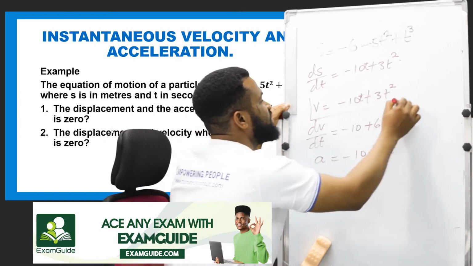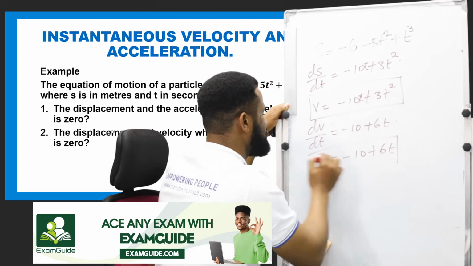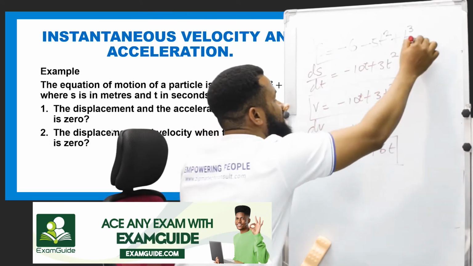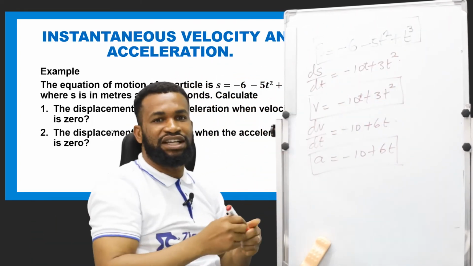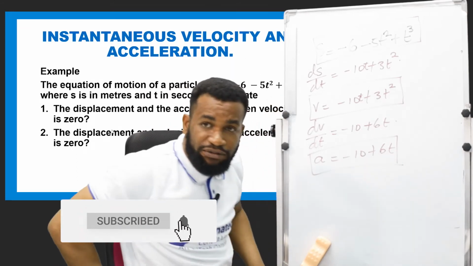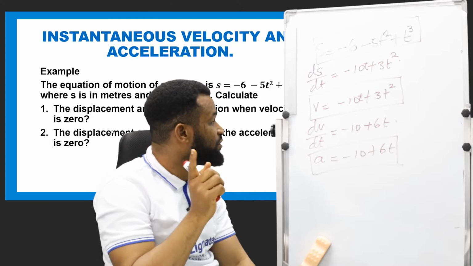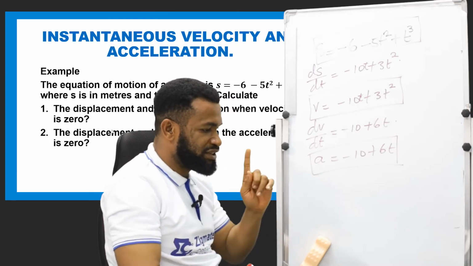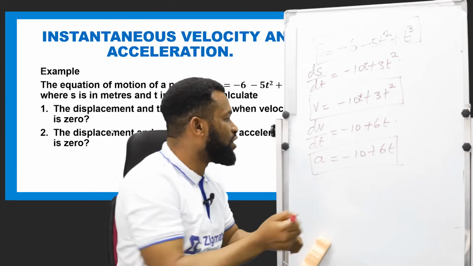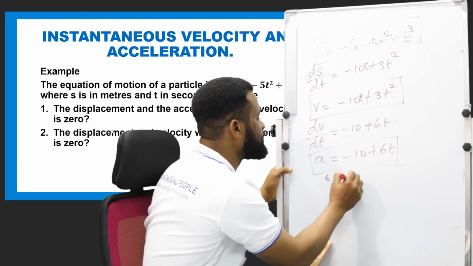So this is velocity, this is acceleration, and this is displacement or distance. These are the three quantities we have now. Now they said that I should find the acceleration when velocity is 0. When velocity is 0, the time we got was that t is 3.3.